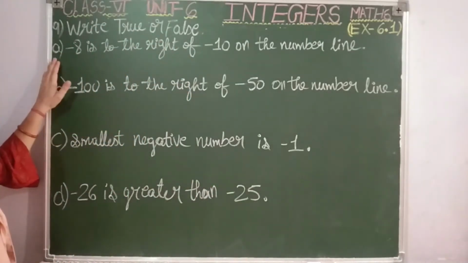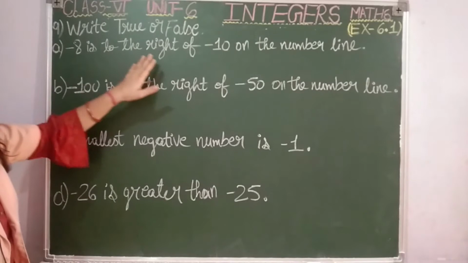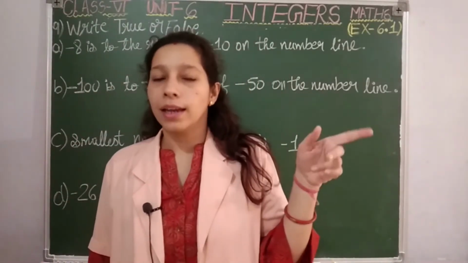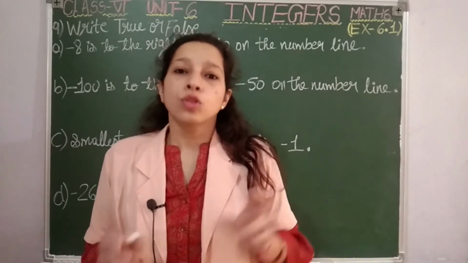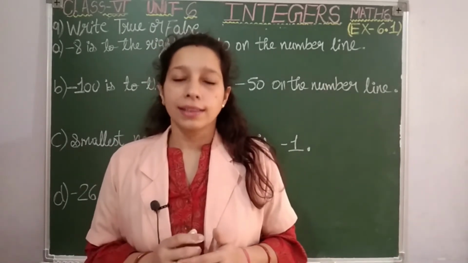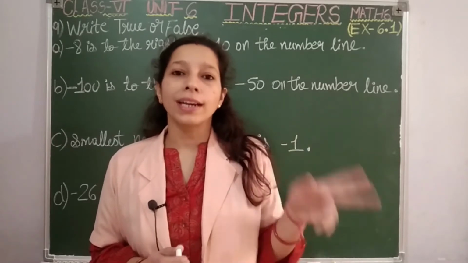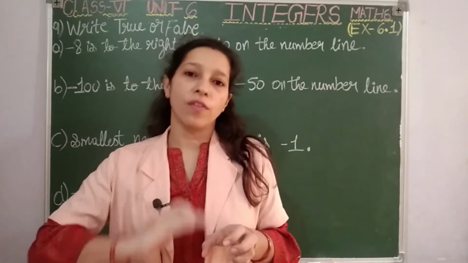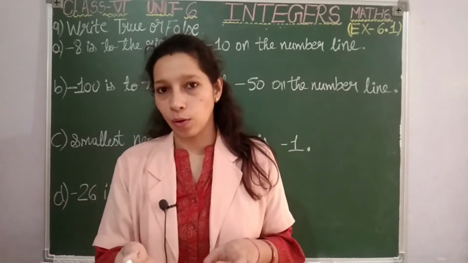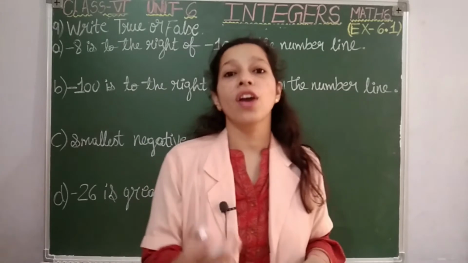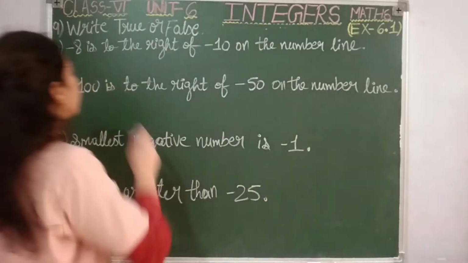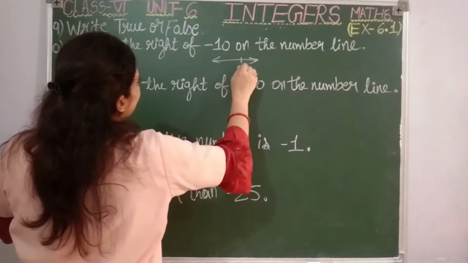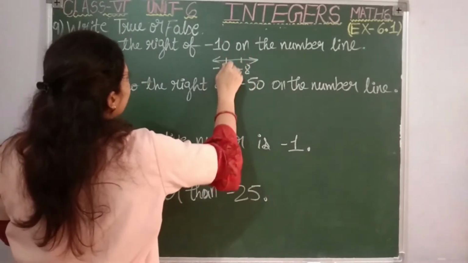Let us see the first point, students. Minus 8 is to the right of minus 10 on the number line. This type of question we have seen in the last video, isn't it? So students, I told you one trick: whenever you want to identify which number is to the right of the other, the number which is greatest will always be to the right of the other number, okay? You can use that trick, or if you have any confusion, you can draw the number line also. So students, if you want to draw the number line, suppose like this, so minus 8 will come here and minus 10 will come here, isn't it?